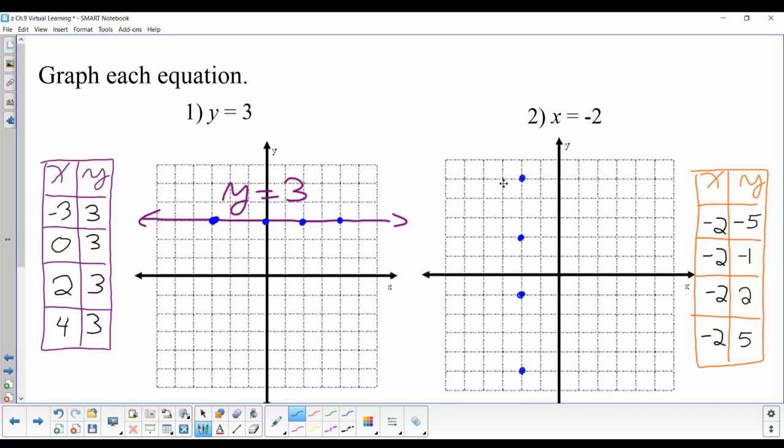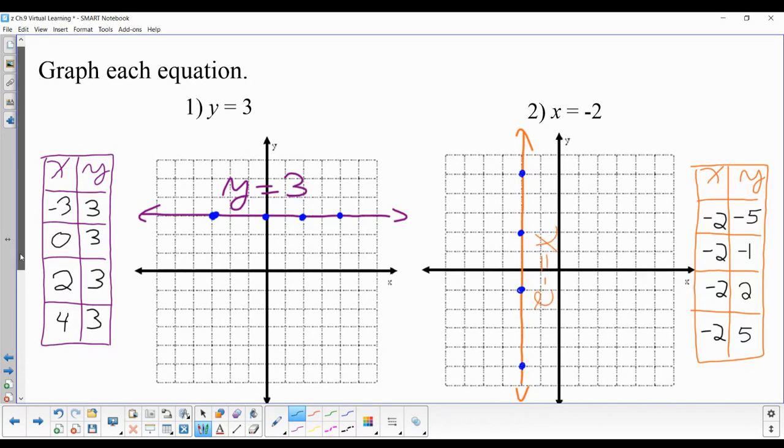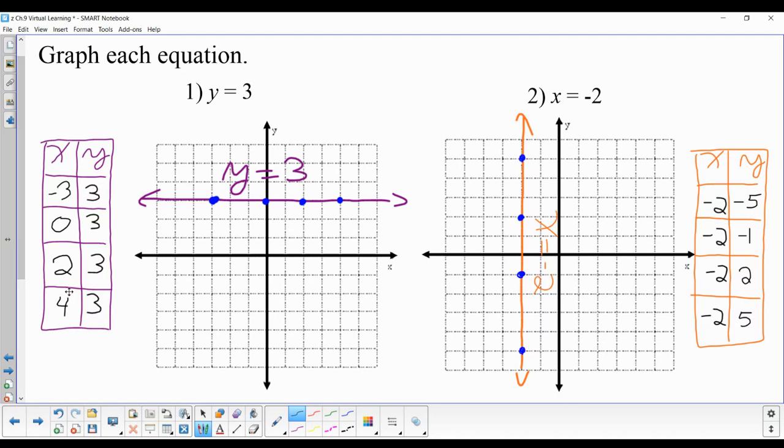Once you have your points and you can see they are in a straight line, you connect them. And since this represents when x values are always -2, you write the equation x equals -2. So that is how you graph the equations when the equation is just an x or a y equaling just a number, and there are no other variables in the equation.